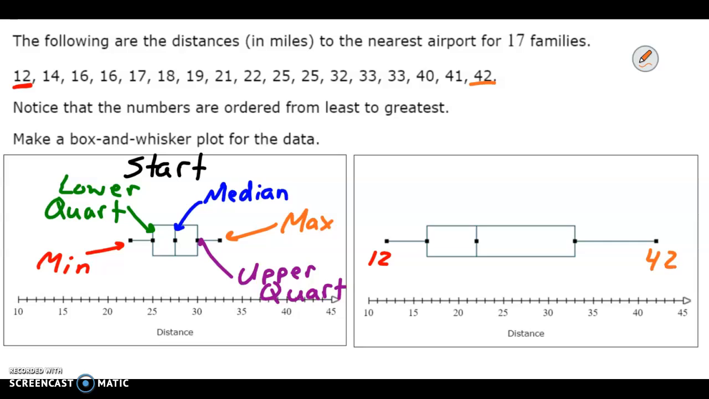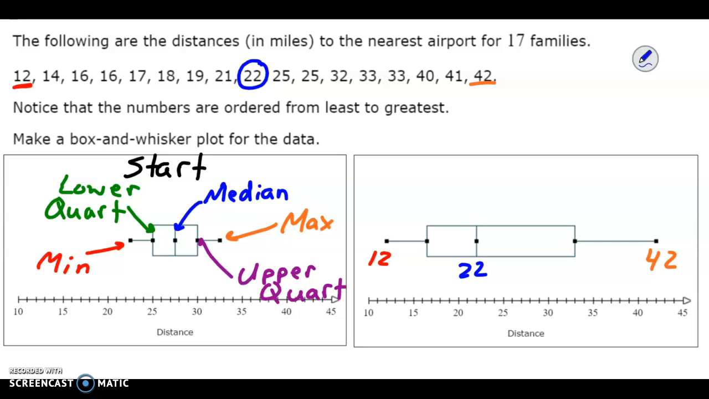Okay? So if there's 17 families, the 9th term will be the median. So 1, 2, 3, 4, 5, 6, 7, 8. So 22 is right in the middle. Then make sure there's still the same amount of numbers on the right side. 1, 2, 3, 4, 5, 6, 7, 8. So you kind of just count in from the left and the right. You get that middle term of 22. So since it's an odd number, we have an exact middle value. In this case, it's 22.